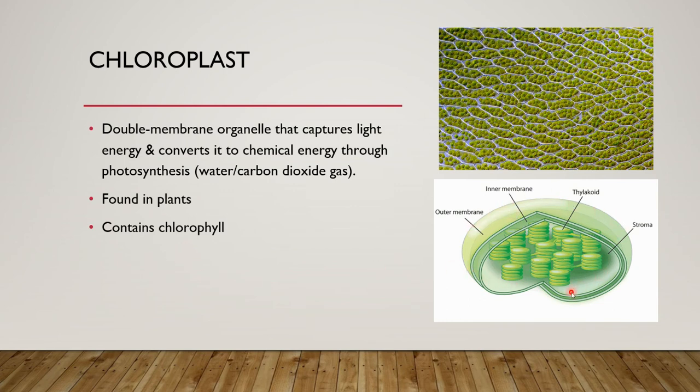If you look at the structure of the chloroplast, you have the stroma, which is the space in between these flattened discs. And then you have these flattened discs known as the thylakoid membrane. So the thylakoids are the flattened discs, the stroma are the gaps in between.